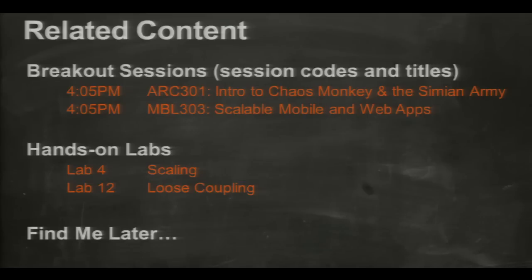Some related content specifically here at this conference. Shortly after 4 o'clock, we have 2 talks that are interesting and related to this. We have an intro to the Chaos Monkey. So this is a great way to learn more about the self-healing and how tools can basically help you build systems that are highly available. So go and see that one. We also have a session about scale, also at the same time. This is about scaling mobile applications and web apps. If you're keen to, we also have hands-on labs, and there are 2 that are related to this session. There is lab number 4, which deals with scaling, and there's lab number 12 about loose coupling.